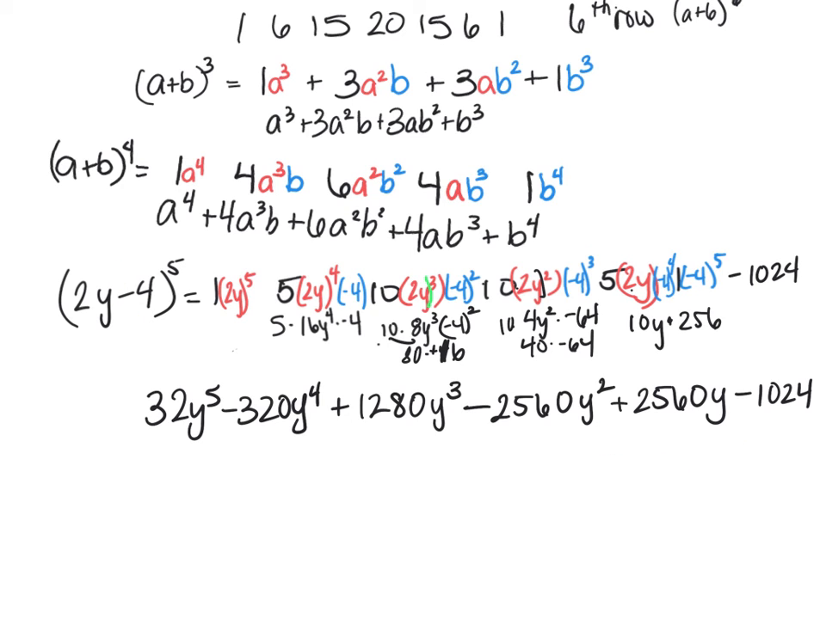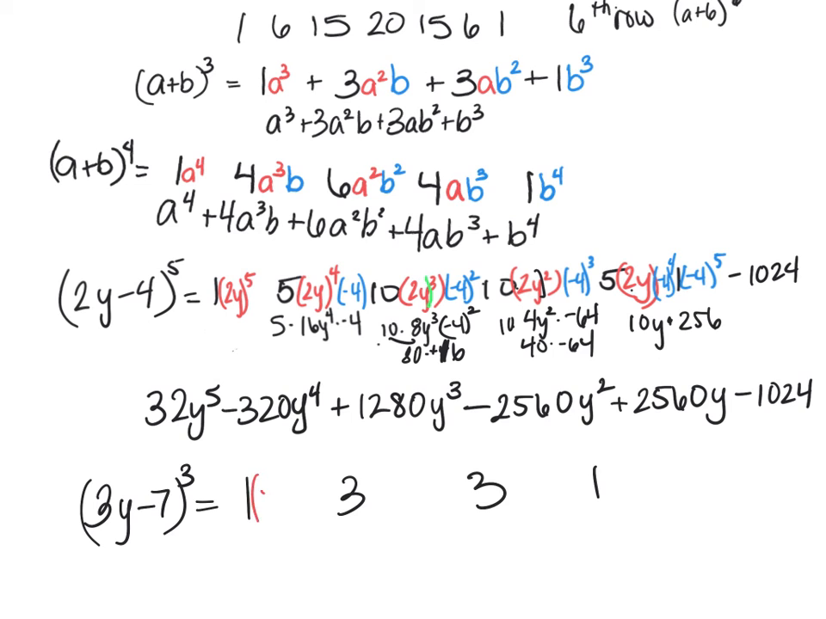So then we're just multiplying this out. This is still less work than doing 2y minus 4 times 2y minus 4 times 2y minus 4, doing that 5 times. Okay, I'm going to do one more. Let's do 3y minus 7, let's just do cubed. Okay, same idea. My coefficients are 1, 3, 3, 1.